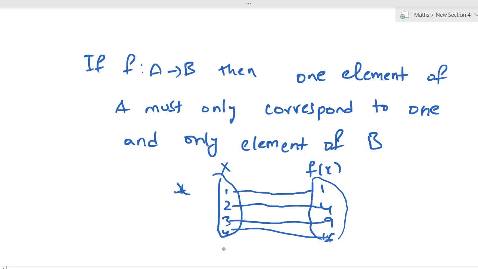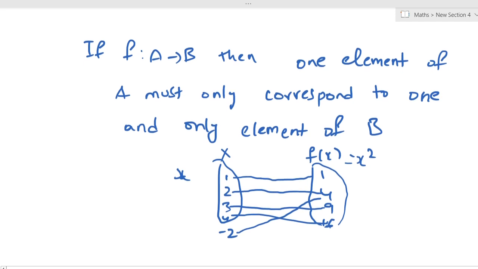But in the values of x, we might have -2 also. So f of x is equal to x square, right? -2 whole square will be 4. We can have two elements in x corresponding to one element in f of x, but we cannot have one element in x corresponding to two elements. I'll give you all the examples.